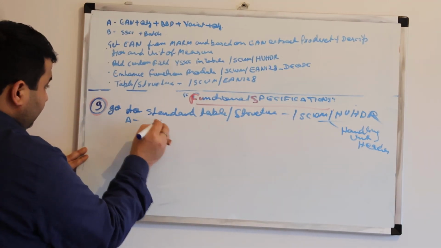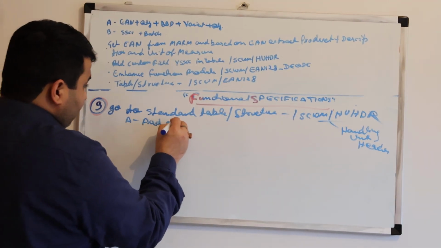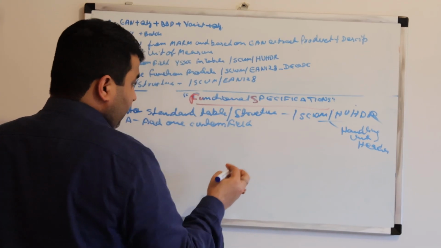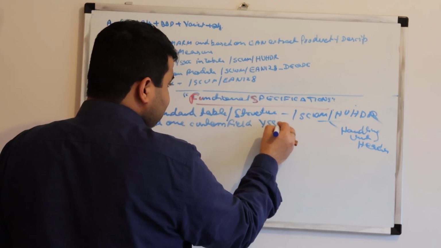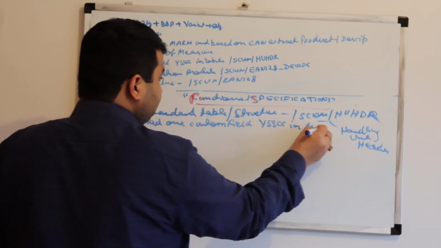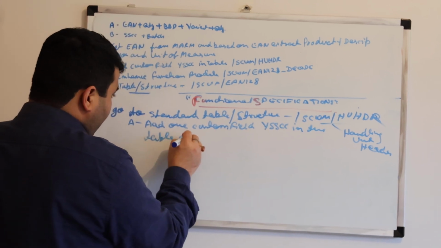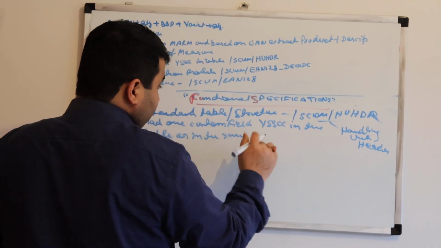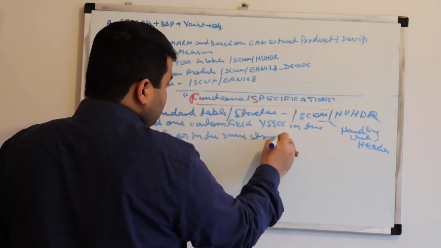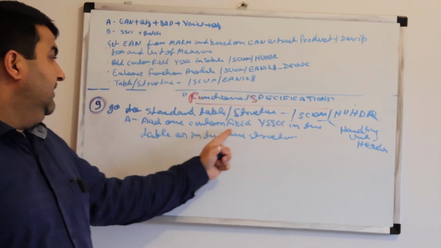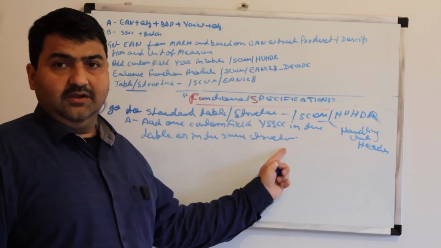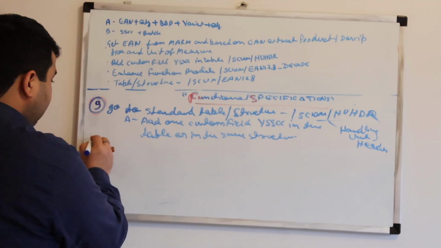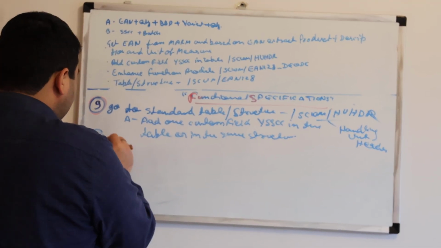Number A, add one custom field, for example YSSCC, in the table or in the same view structure. So the person will add one custom field in the table or in the structure.